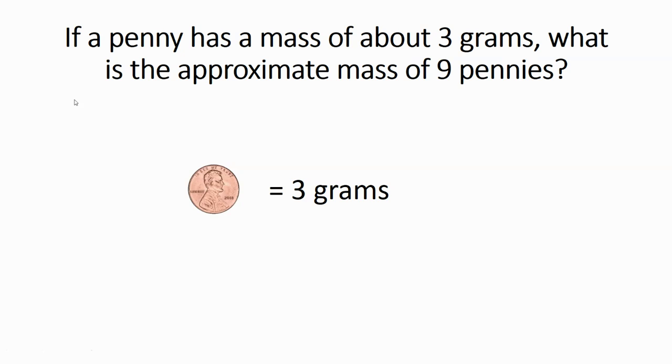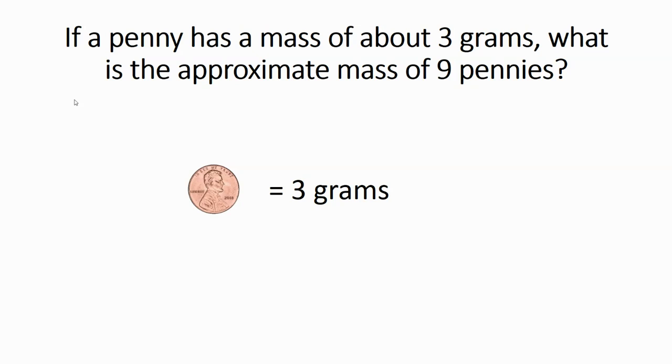So if a penny has a mass of about 3 grams, ooh, let's do a little word problem here. What is the approximate mass? And approximate means just as close as I can get. What is the approximate mass of 9 pennies? So if I know one of those pennies was 3 grams, what is the mass going to be of 9 pennies?